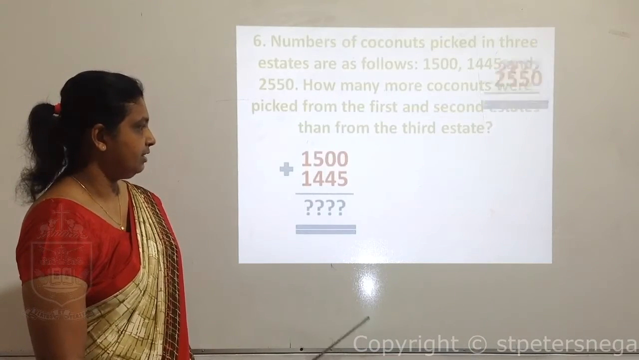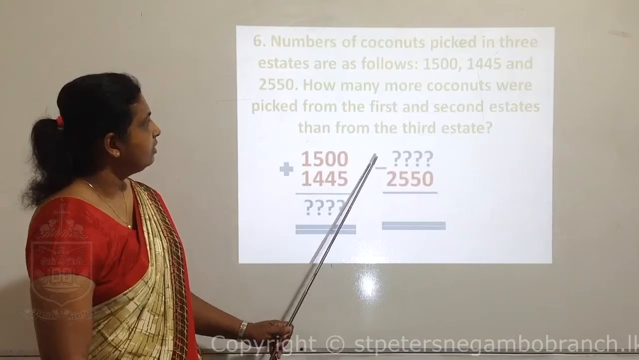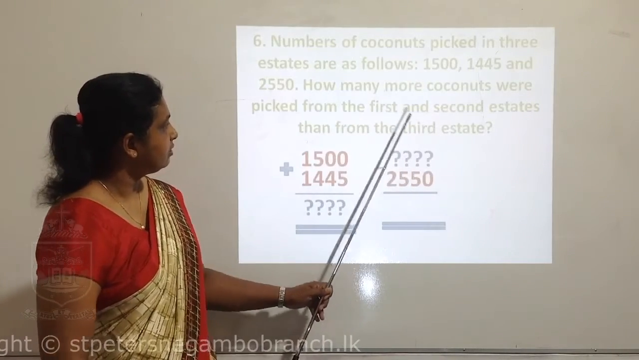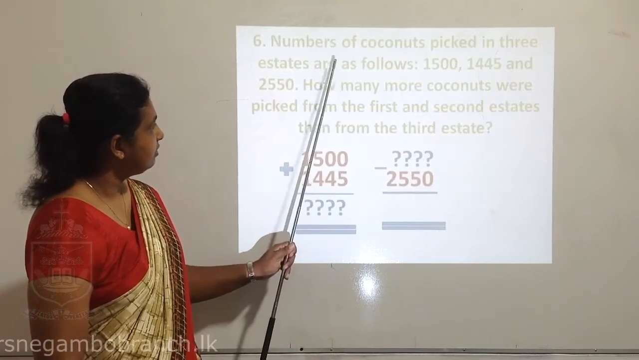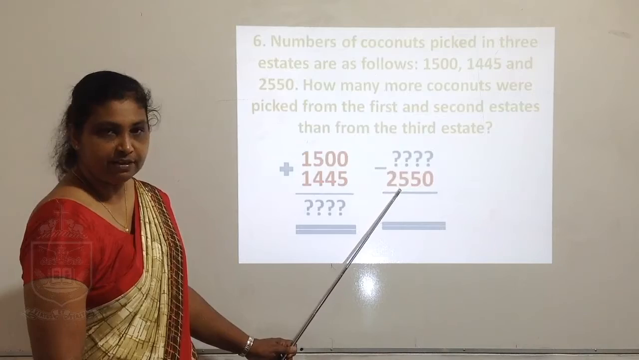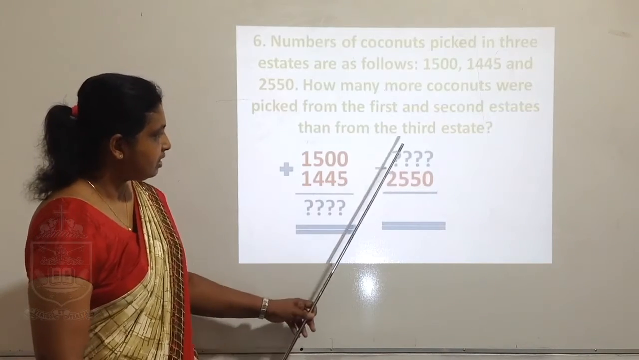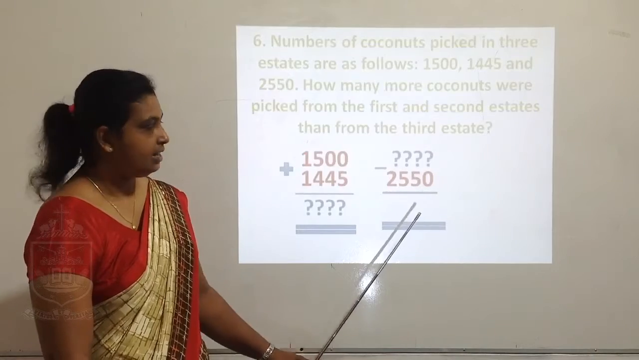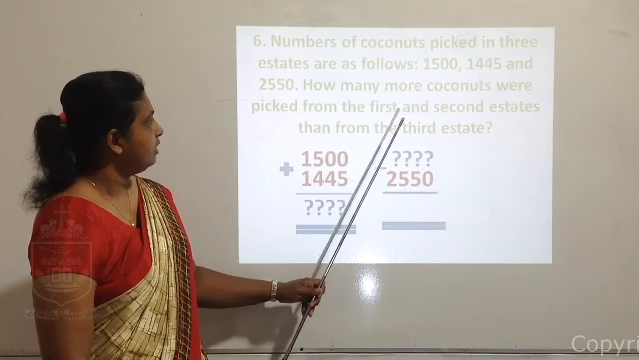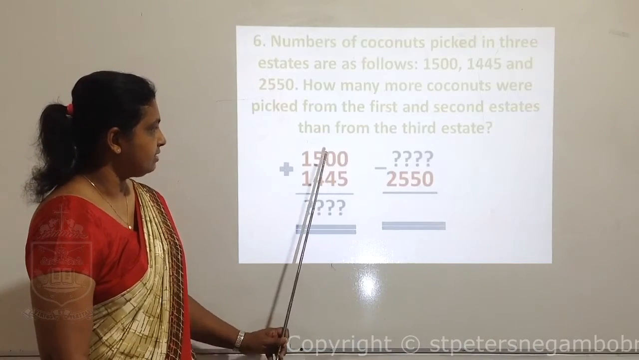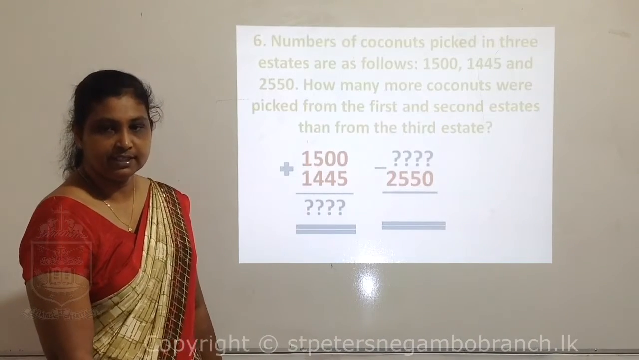Then the second part is, the third estate, they have picked 2,550. So from this answer, you have to subtract 2,550, then you get the answer. More coconuts were picked from the first and second estates than from the third estate.